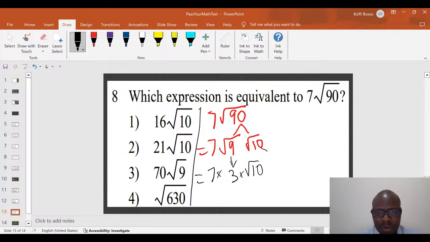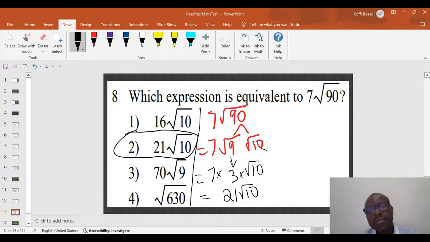Now, what's going to happen? 7 multiplied by 3 is 21, and you get the square root of 10. So this is telling you your answer, the correct choice is this one here.